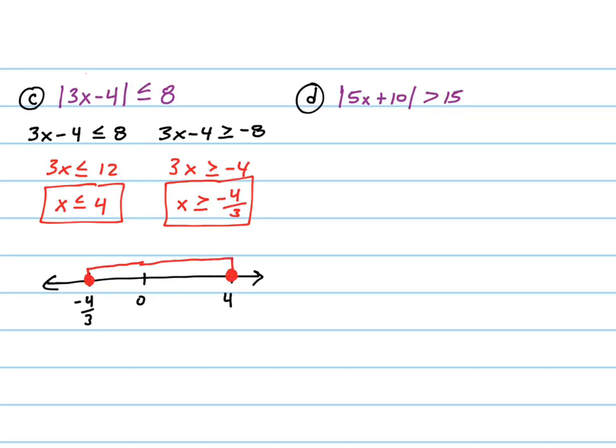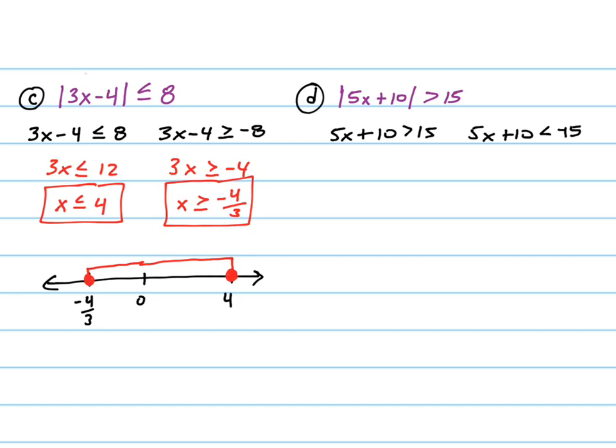So just like the other less than example, notice that they came together, kind of like the and situations do with our compound inequalities. They're coming together. For example D, we have a greater than symbol. So let's see if this follows the similar trend as the previous example that we saw in the last part of the video. So we'll go ahead and separate. 5x plus 10 is greater than 15. 5x plus 10 is less than negative 15.